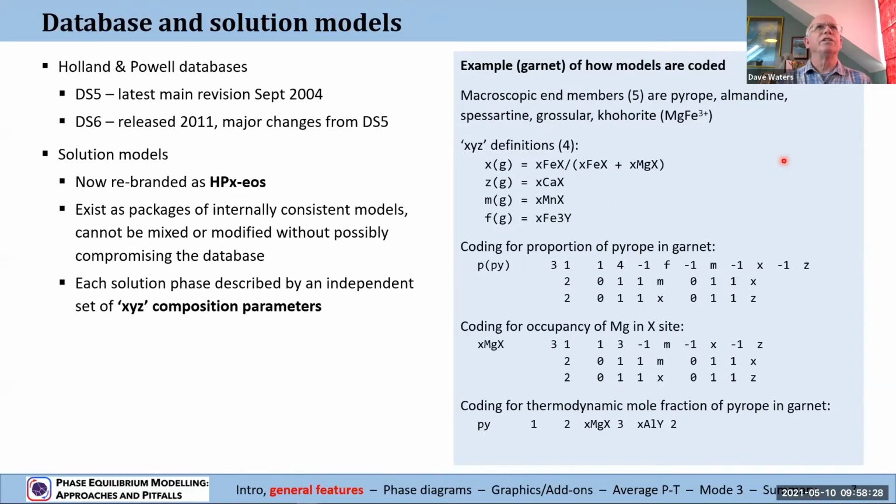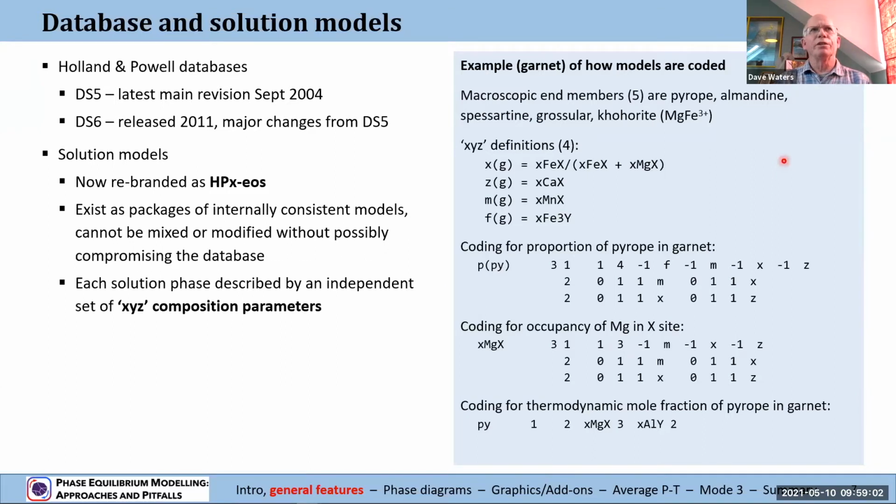So in terms of databases and solution models, we have really two options at the moment for databases. The one which is normally called dataset 5, dataset 5.5, latest main revision 2004. Dataset 6 was released in 2011, currently on dataset 6.2 or 6.3 for some applications. And there have been fairly major changes between dataset 6 and dataset 5. Various of us will have more to say about that later.